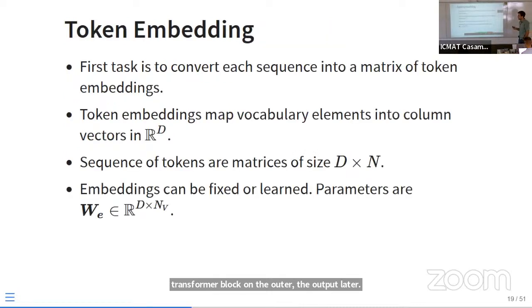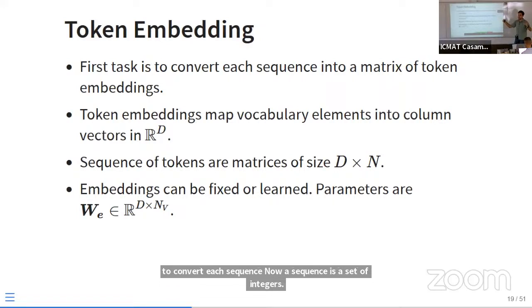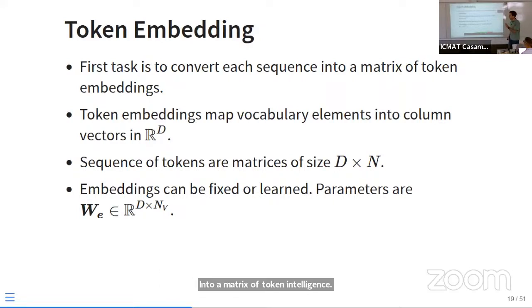What is token embedding? The first task that we need to do is to convert each sequence, a sequence is a set of integers, into a matrix of token embeddings, okay? A token embedding maps a vocabulary element, an index, into a vector in a certain dimensional space. This is called the inner dimension of the transformer. That is something that we choose, capital D, okay?